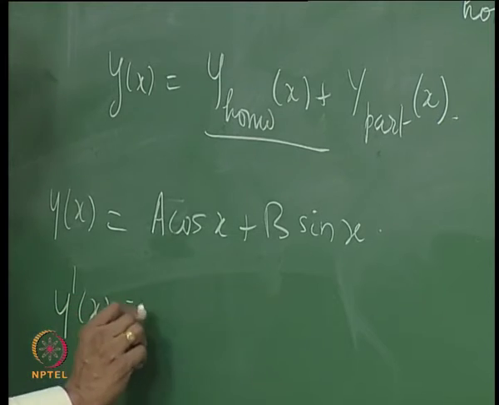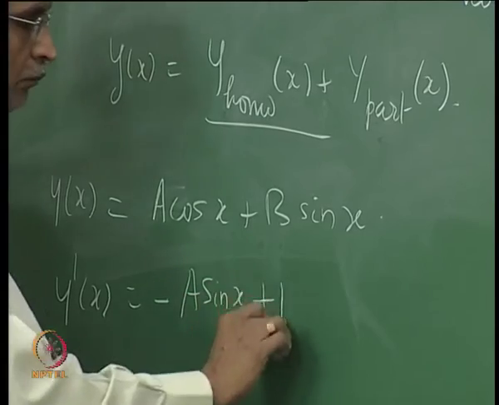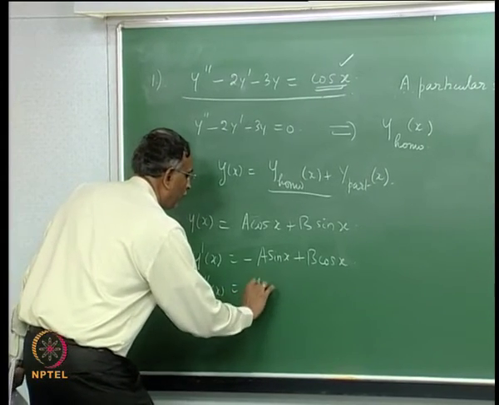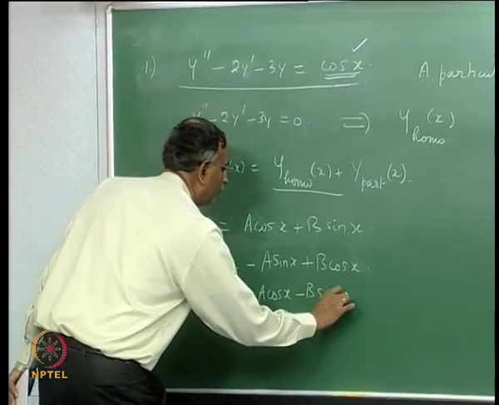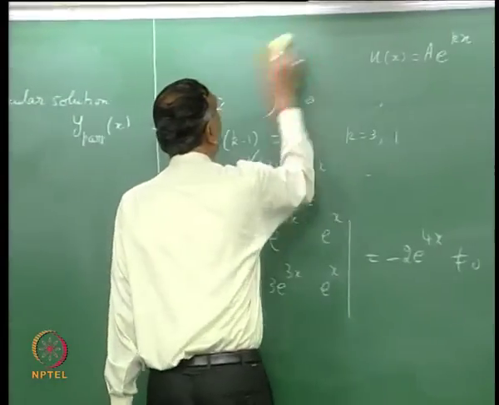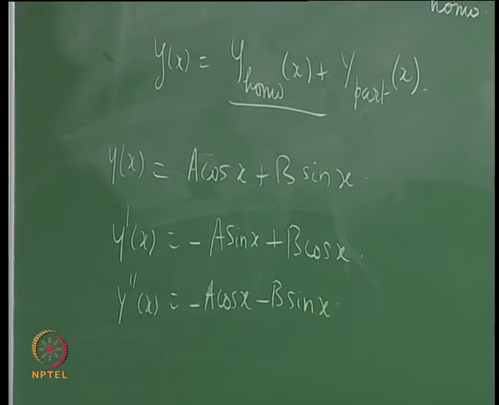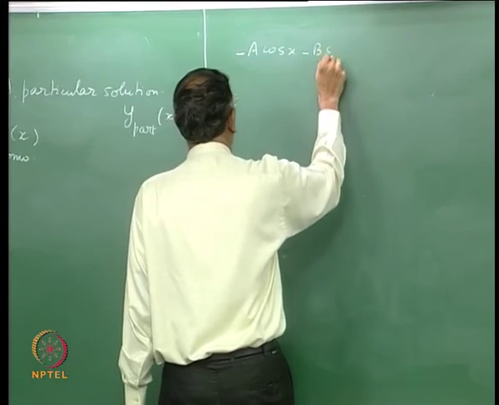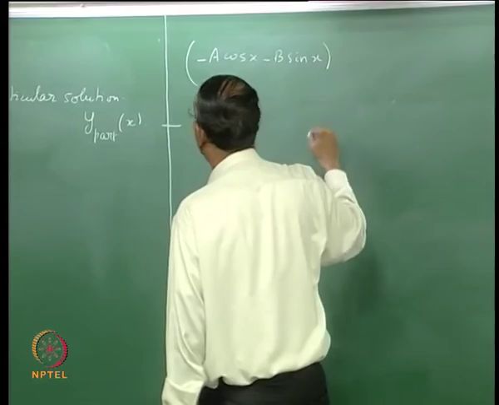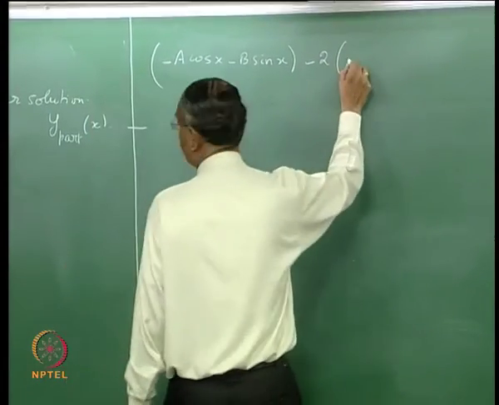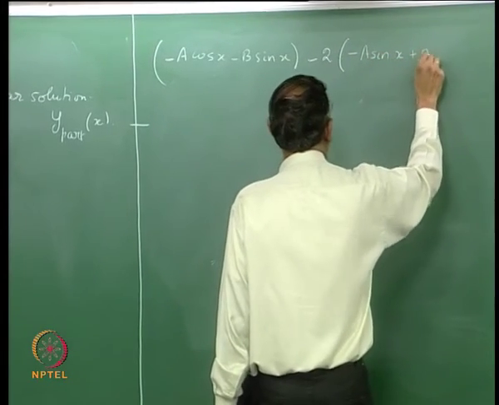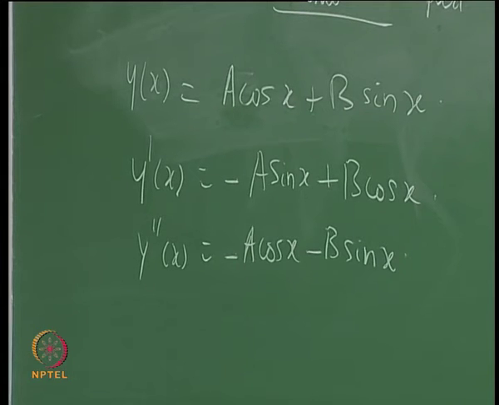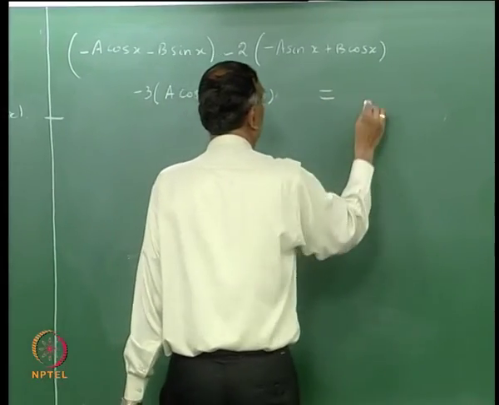The derivative y prime of x is minus a sine x plus b cos x. The second derivative y double prime of x is minus a cos x minus b sin x. And so if we substitute that in the non-homogeneous differential equation with the cosine on the right hand side, what you will have is minus a cos x minus b sin x, that's y double prime. And then you have minus 2 times y prime, which is minus a sine x plus b cos x. And then we have minus 3 times y, which is a cos x plus b sine x, equal to cos x. Okay.